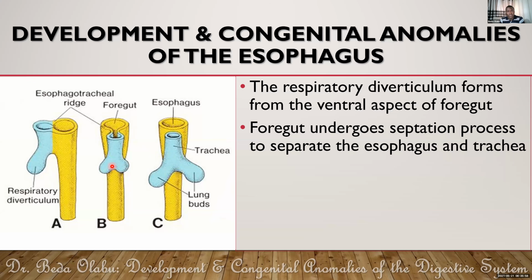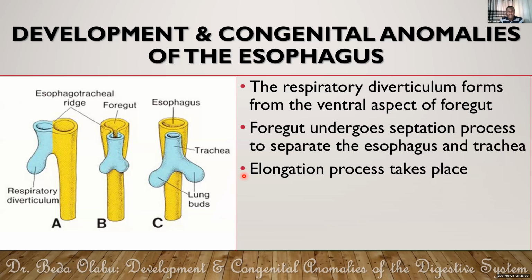Okay, so I want you to understand that the foregut undergoes a septation process by formation of the tracheoesophageal ridges, which fuse to form the tracheoesophageal septum, but the septum is not complete because you need to have some gap for the laryngeal inlet. After the septation, what is in front is what we call the trachea, and what is behind is the future esophagus. So then what happens to the esophagus?